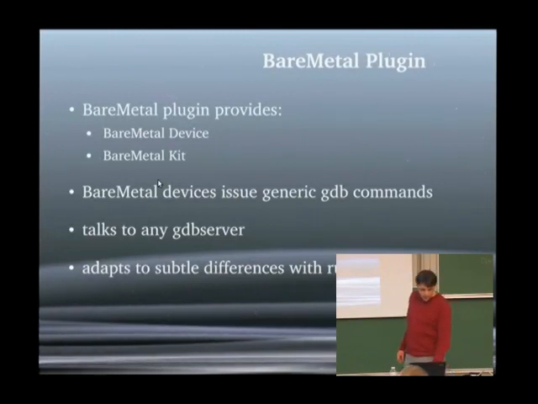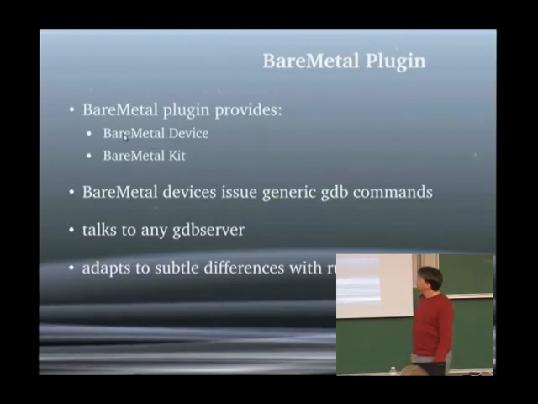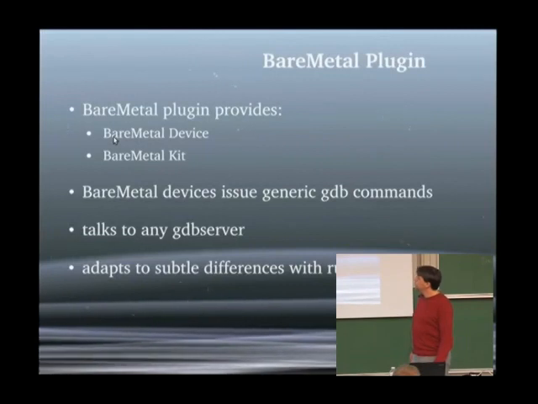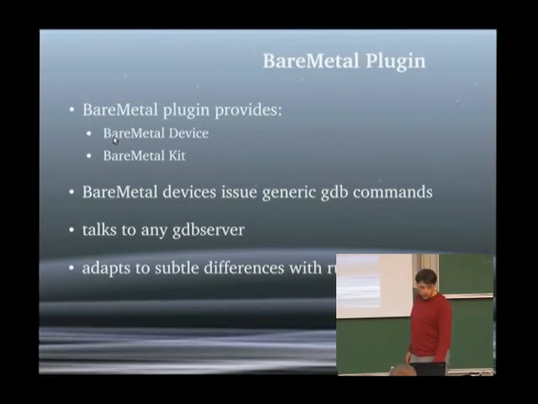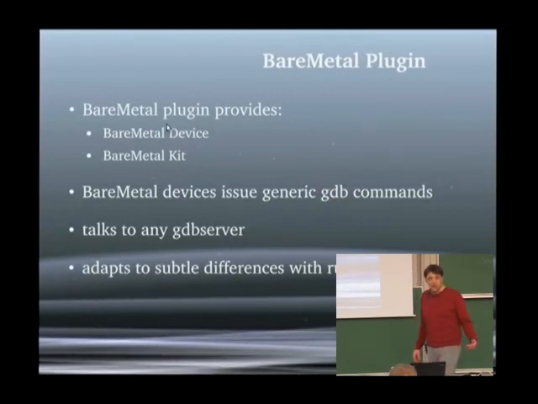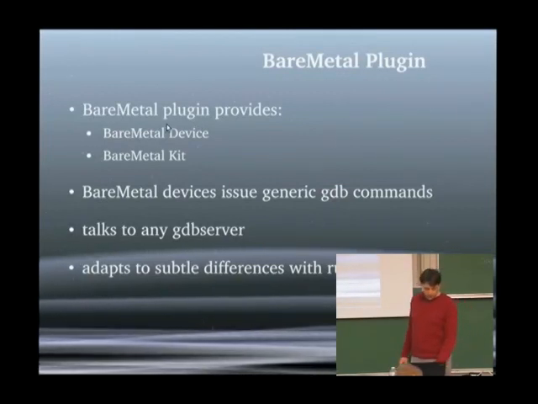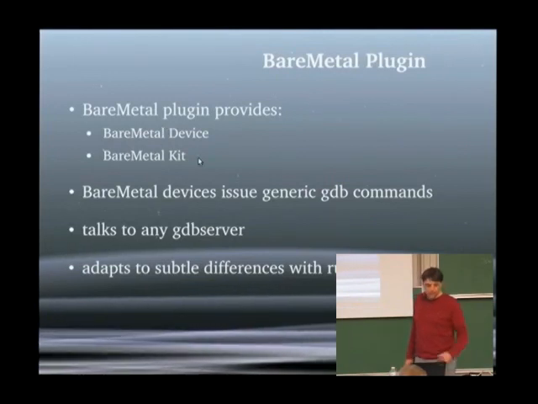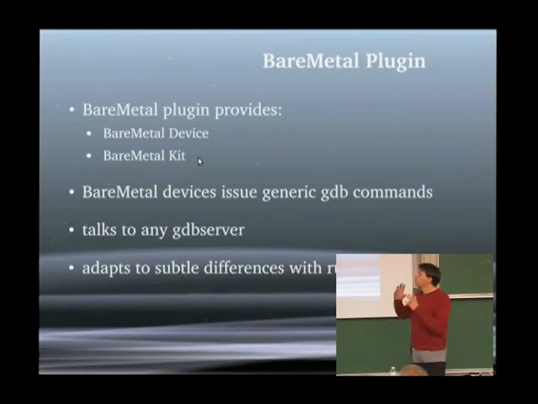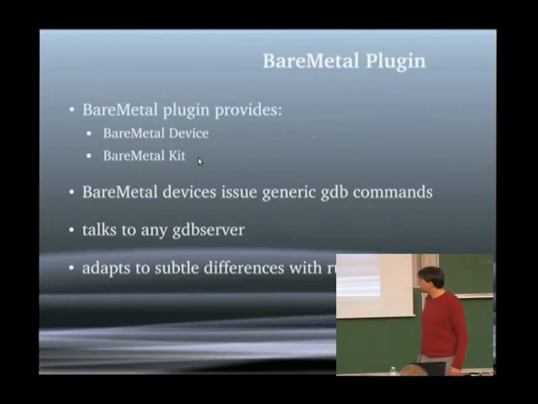Essentially, if you enable the BareMetal plugin, you see two things. For one, you get a BareMetal device, which is where you define your hardware debugger, and you get a BareMetal kit. That's the associated kit where you can define your compiler and stuff like that, as it's normally defined in QtCreator.